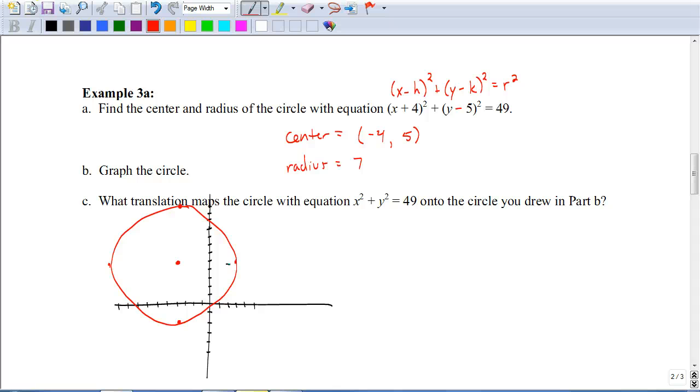Now it says what transformation or what translation maps a circle with equation x squared plus y squared equals 49 onto the circle you drew? Well, in this equation, the center is at the point 0, 0, and it has the same radius. So it would be the exact same shape of circle, but this one would be graphed with the center at the origin. So going from the center at the origin to the center that we had, your graph moved over 1, 2, 3, 4 units to the left, so that's -4, and it moved up 5 units. So we would say it's a translation of -4, 5.